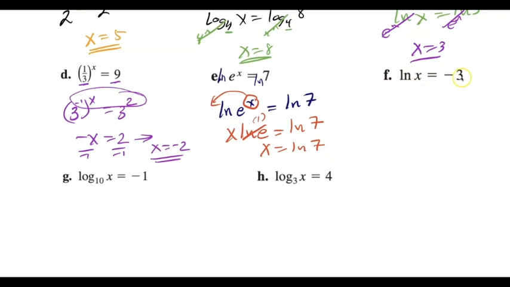Likewise, if you have a natural log, how do I solve this? You have to take e to both sides. It's a little funky, it's e to the power of both sides. So it looks like this. e to the power natural log of x equals e to the power of negative 3. e and natural log cancel out, and you just get x equals e to the negative 3.